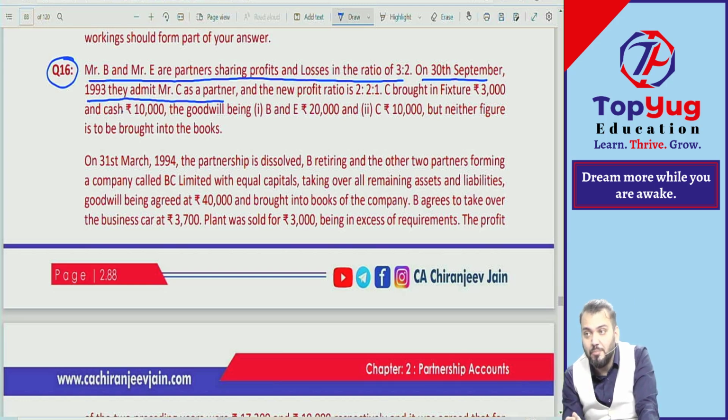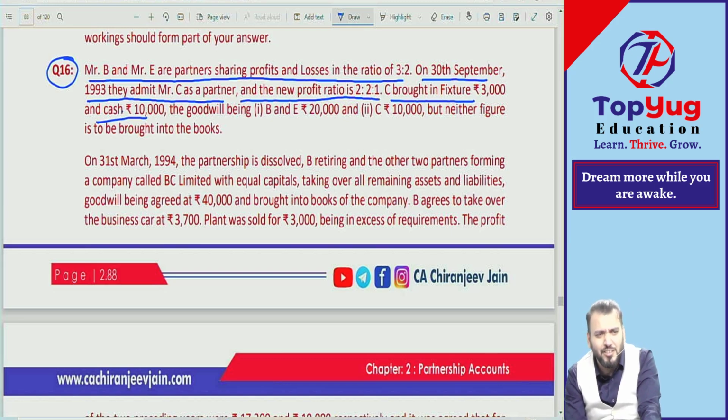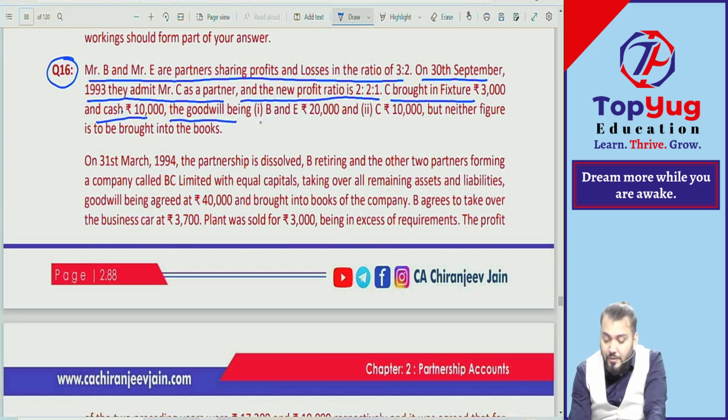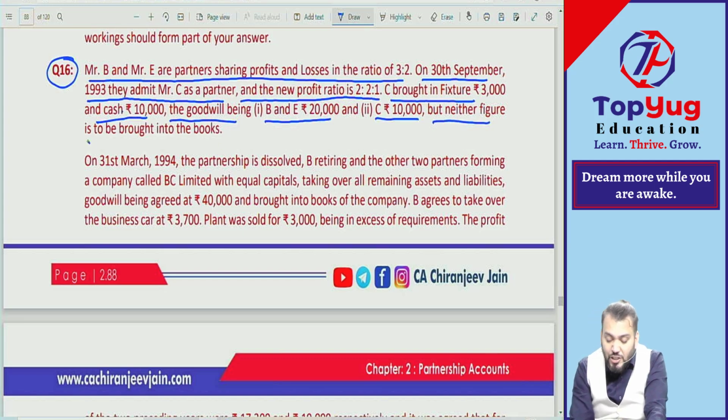So 30th September becomes the date of admission, reconstitution, and the new PSR is 2:1. They have given the new PSR. C brought in fixture and cash, so furniture and fixture and cash. The goodwill of the firm, being B and E, is 20,000 and of C 10,000. But neither figure is to be brought into the books.